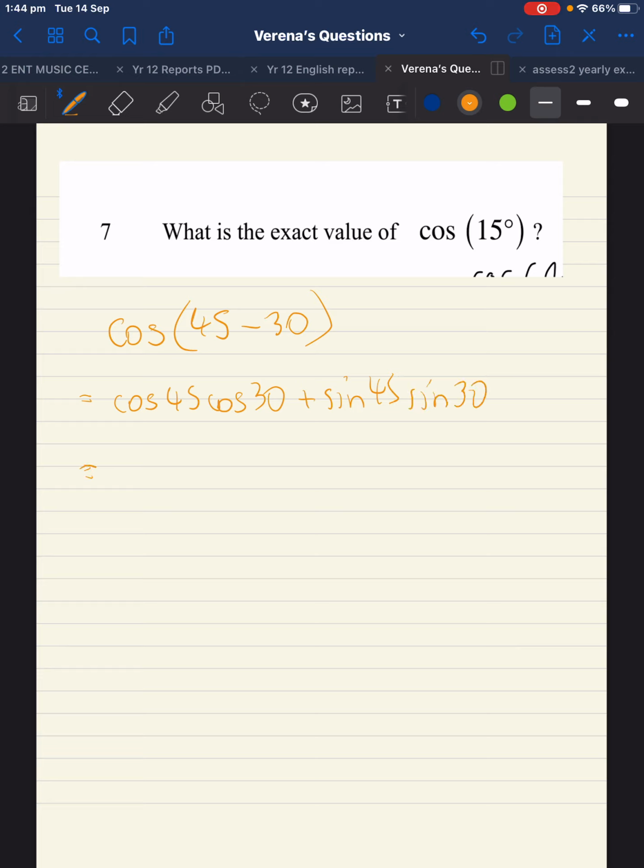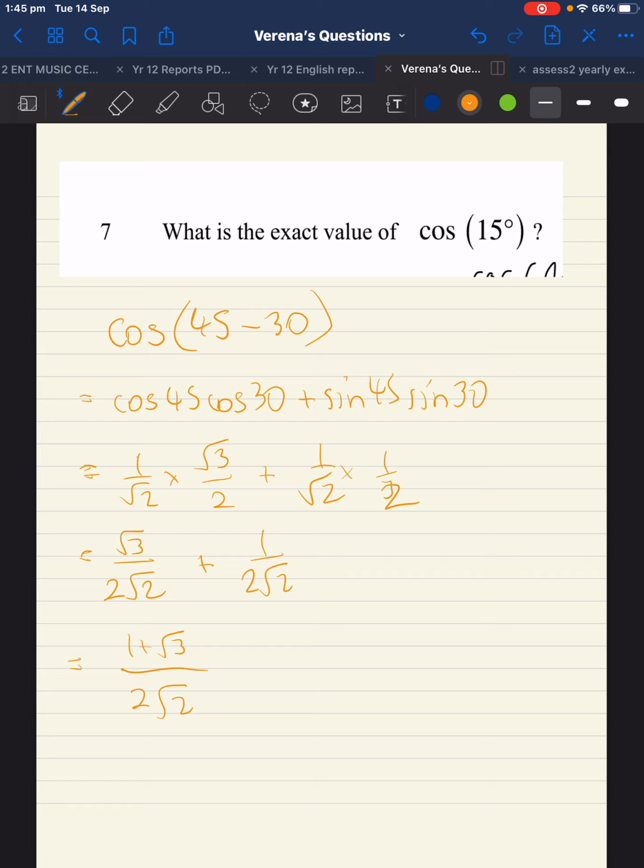And now we can use our exact values. 1 on root 2 times root 3 over 2 plus 1 on root 2 times a half. And of course, here we are back in year 7, multiplying fractions, and then we can stay in year 7 for a little bit longer while we add fractions with a common denominator.